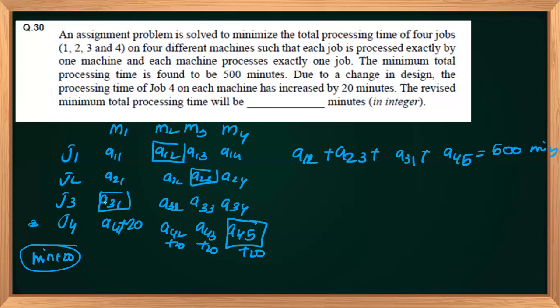Suppose this was the assignment for the first case, and it will be exactly the same assignment after increasing all the jobs by 20 minutes. Now, that is one case. Another case could be, why should I apply the row transformation first? Why not the column transformation? Possible. Of course, it is possible.